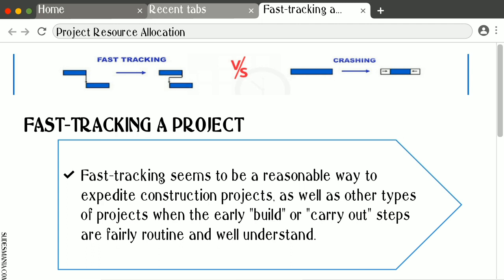It is a partial use of the basic concept in phase gate project management and is dependent on effective feedback and feed-forward communication. So I'm going to show you some differences between fast tracking and crashing.